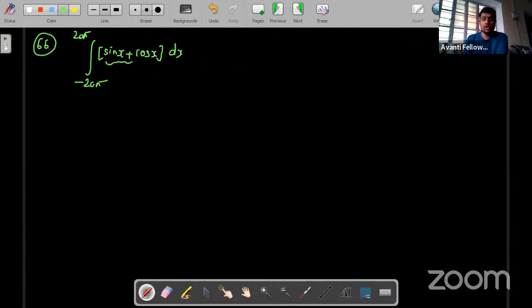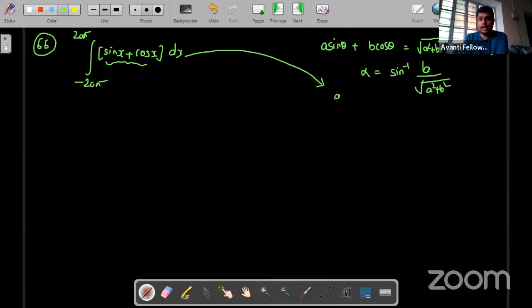First of all, we should simplify this function. If you remember in trigonometry, a sin θ plus b cos θ can be written as root over a² plus b² times sin(θ plus α). What is α? Alpha is b upon root over a² plus b². Here a is 1 and b is also 1, so we can write sin θ plus cos θ as root of 1² plus 1², that is root 2, times sin(θ plus α). Now α is sin inverse of b, that is 1 by root 2, which is π by 4.